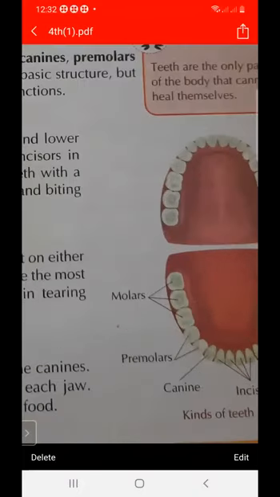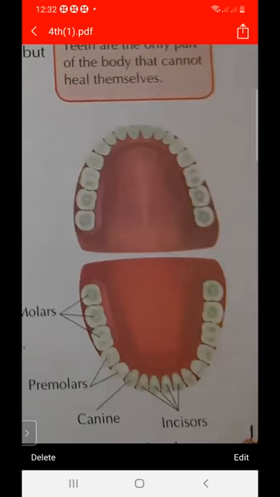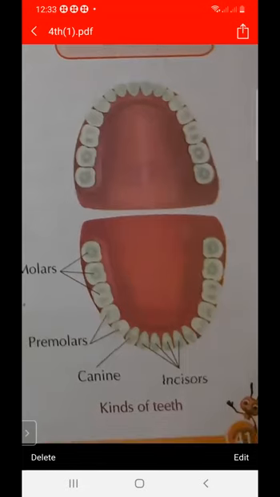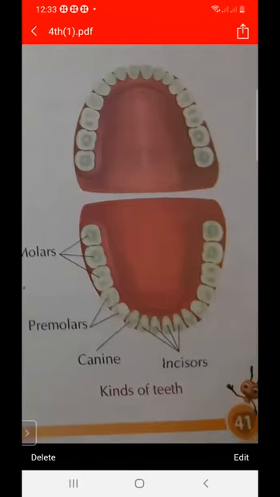In the last lecture, we studied the kinds of teeth. They have four parts. First is incisor, next is canine, then premolar, and then molar. So these are the kinds of teeth. There are four incisors in the upper jaw and four incisors in the lower jaw. And after the incisor, one tooth is canine on either side of the incisor.